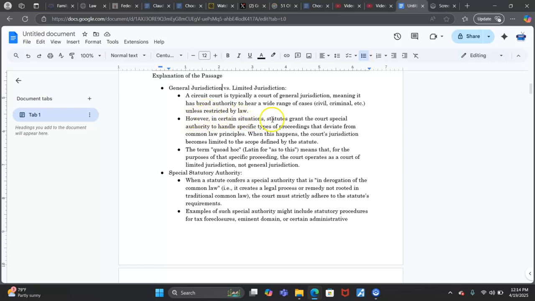However, in certain situations, statutes grant the court special authority to handle specific types of proceedings that deviate from common law principles. This should tell you that they're not operating under common law jurisdiction. And they're not. When this happens, the court's jurisdiction becomes limited to the scope defined by the statute. The term quad hoc, Latin for "as to this," means that for the purposes of that specific proceeding, the court operates as a court of limited jurisdiction, not general. And since it's operating as a court of limited jurisdiction, it's legislative because the legislature writes the statutes.